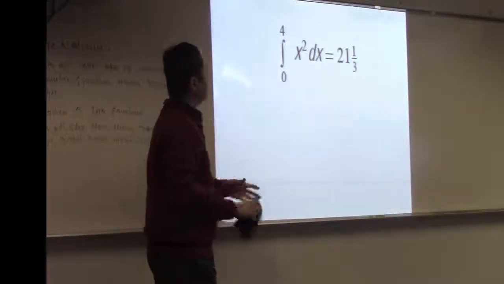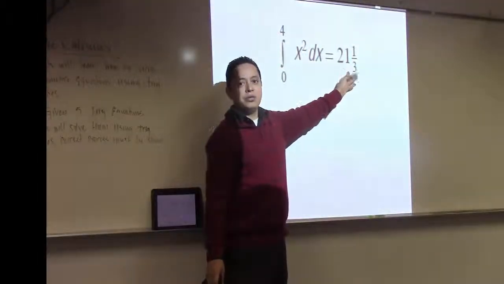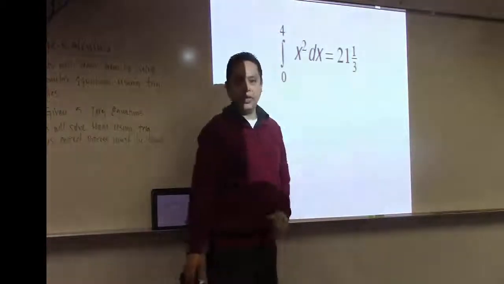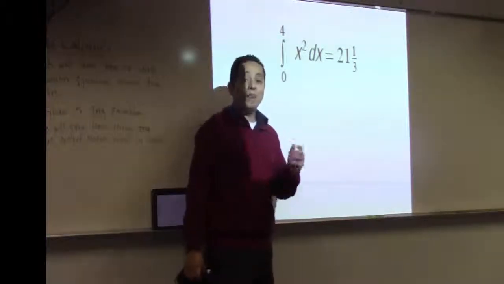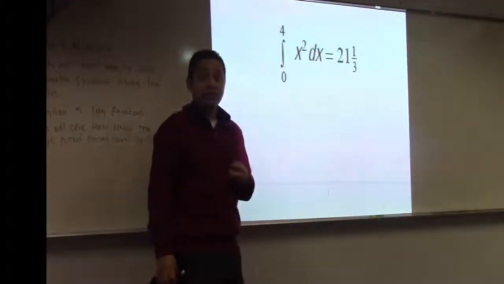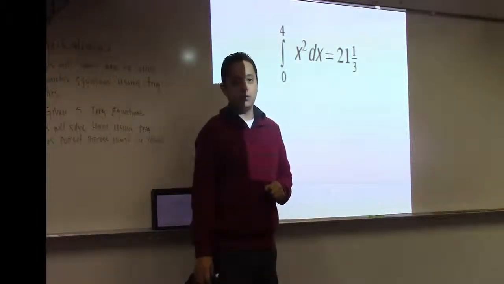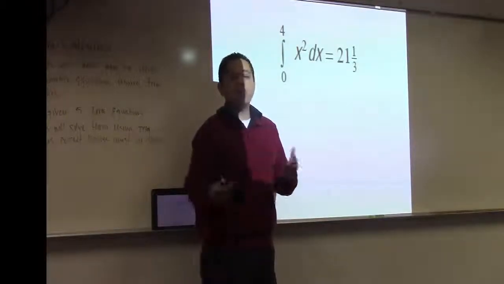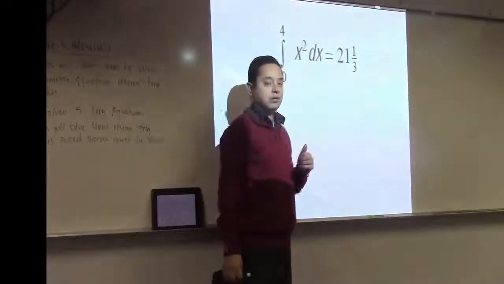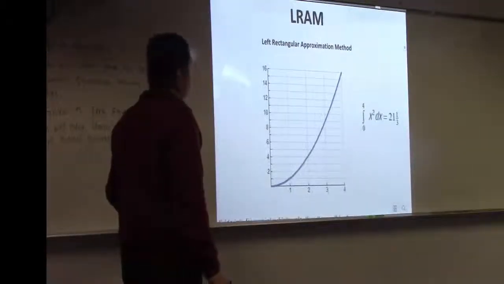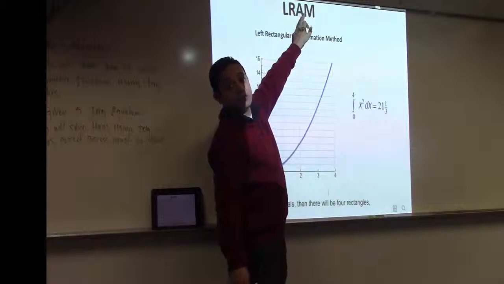Okay? I have an integral right here. And this is the exact answer. Now you don't even know where this 21⅓ came from. I gave it to you. The reason I gave it to you is because we want to have some sort of way of comparing the approximations that we're going to get to see how close they come to 21⅓. So we'll get to compare which approximation method is more accurate or closer to the actual answer. Let's start with LRAM. So this is the left rectangular approximation method, LRAM.